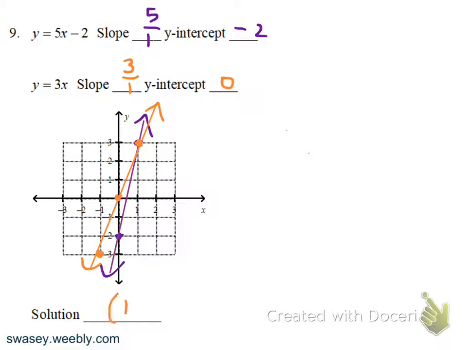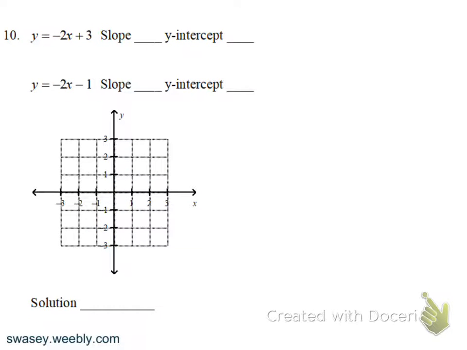And so we see a solution this time of 1, 3. Next we have a slope of -2 over 1, y-intercept of 3. Put a point at 3, go down 2 to the right 1. We'll connect those.